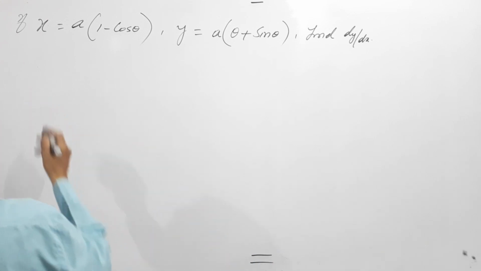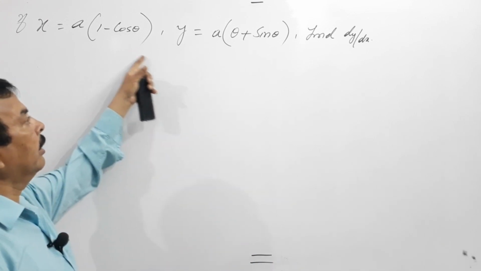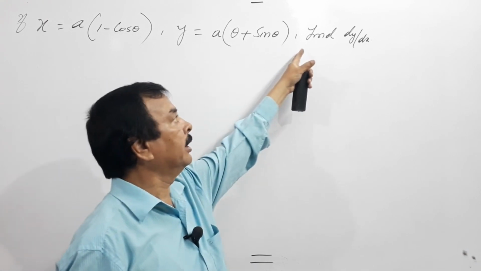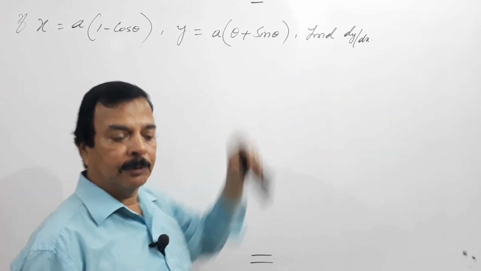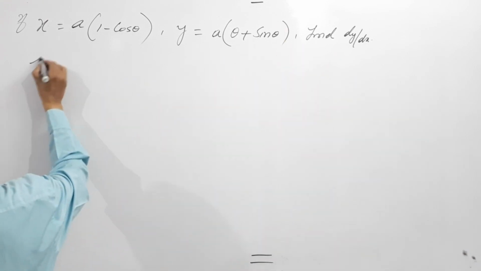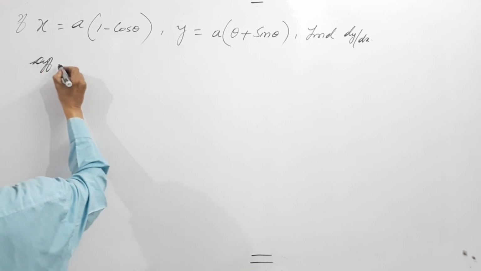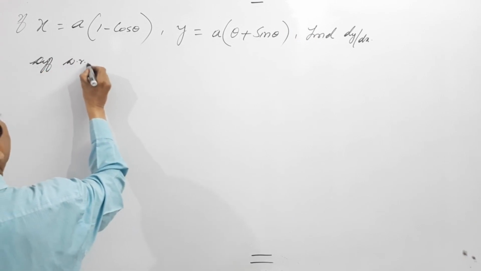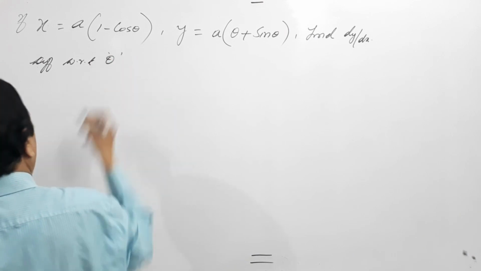So here there is no t. Observe here, everywhere it is given theta. So differentiate with respect to theta. So, differentiating it with respect to theta.